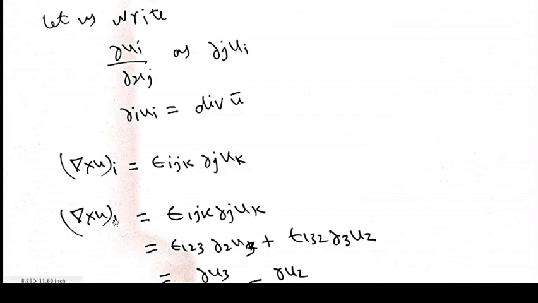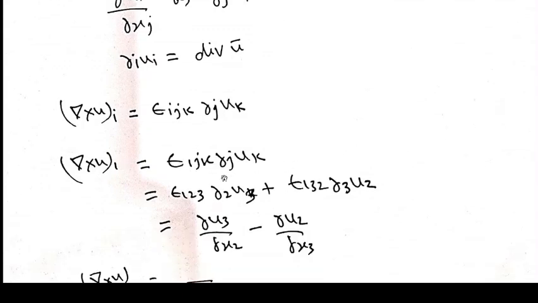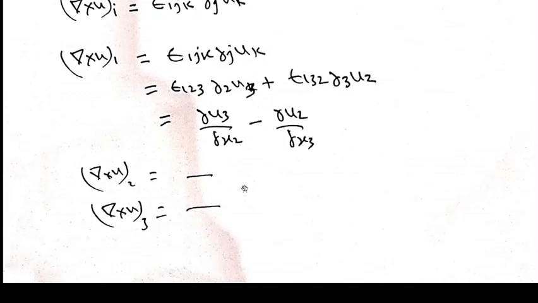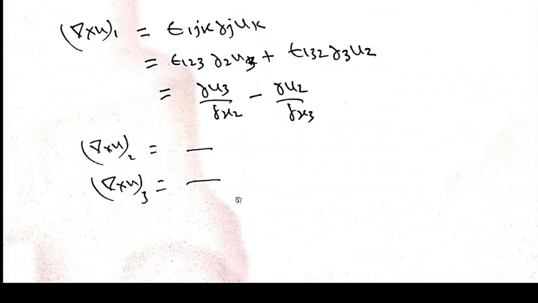Now we are going to write the first component of the curl of u. This is how we can write the first component, the 1. Then we will expand j and k. It would be this. Then we can write this is plus 1, this is partial u3 partial x2, this is minus 1, this is partial u2 partial x3. Similarly, you can have the second and third components of this curl of u.